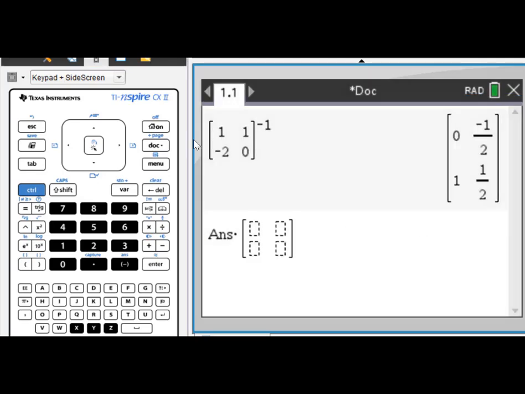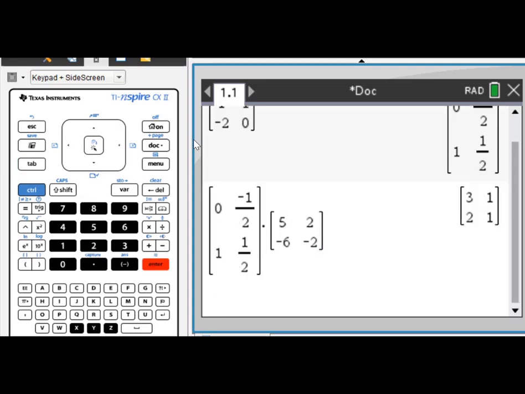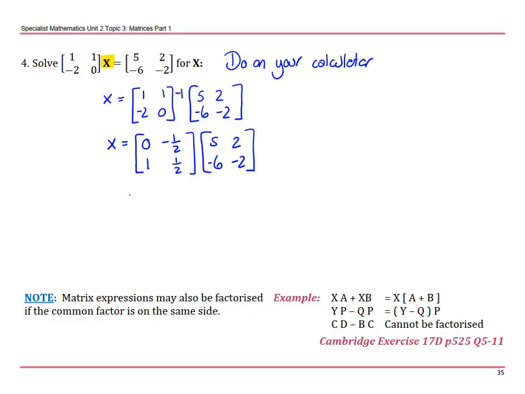Yes, you could define these matrices. I'm not going to use them again though, so I'm just entering them straight. And there's my answer, 3, 1, 2, 1. And we have 3, 1, 2, 1. Now note, you could go from this step to this step. I kind of like having intermediate steps in case I make a silly mistake. So I've got some working there to show.